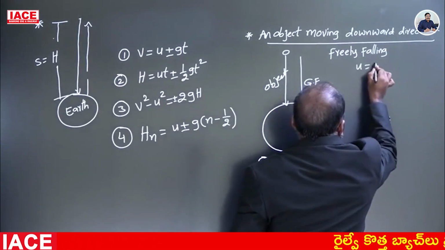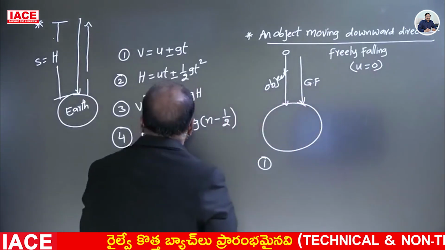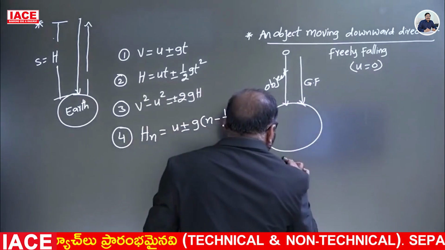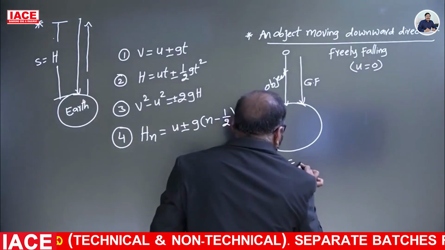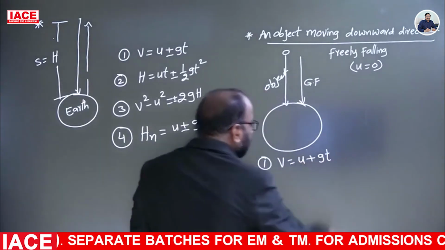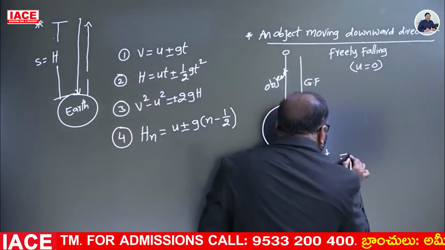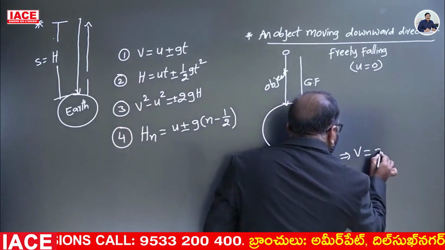When an object is freely falling, its initial speed is 0. Here, v is equal to u plus gt, since the object is moving downwards. But the object is freely falling, so u is 0, that is why v is equal to gt.